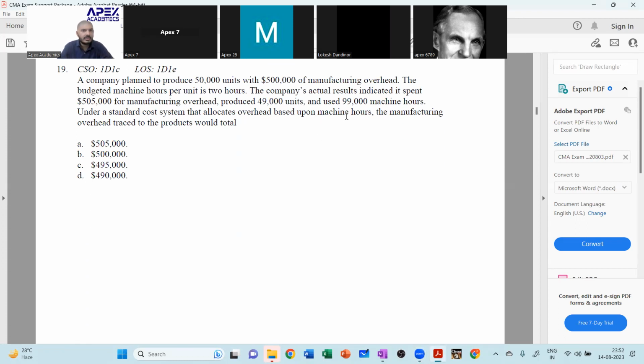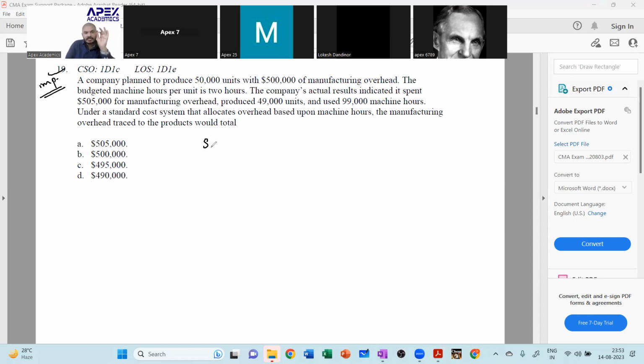So this is a good one. A company plans to produce 50,000 units. This is a very good one. I would mark this question as an important question. A company plans to produce 50,000 units with $5 lakhs of manufacturing overhead. The budgeted machine hours per unit is 2.